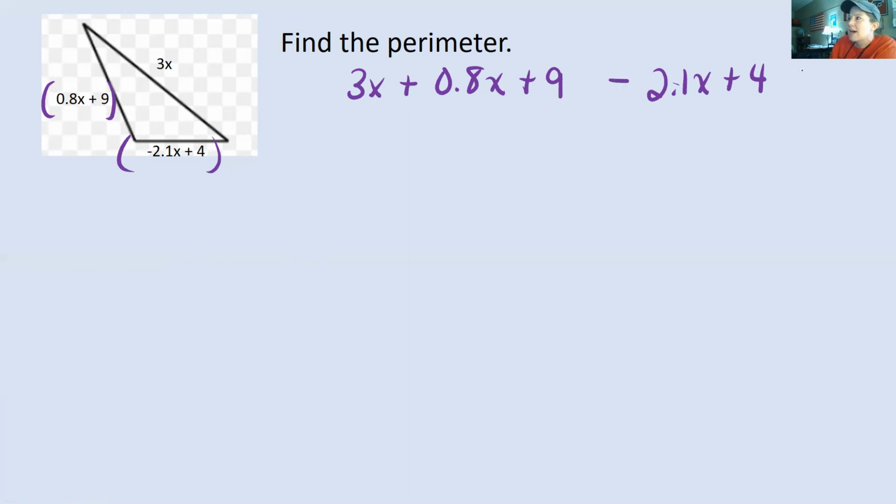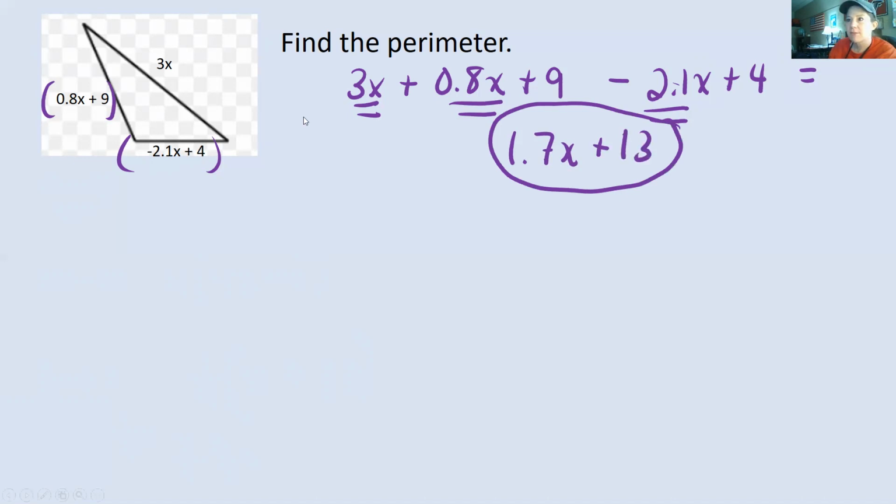2.1x. So now I want to combine all like terms. So I have 3x plus 0.8x minus 2.1x. So I'm going to do 3 plus 0.8 minus 2.1, and I got 1.7x plus 9 plus 4 is 13. So you're going to have a problem like that as well this week.